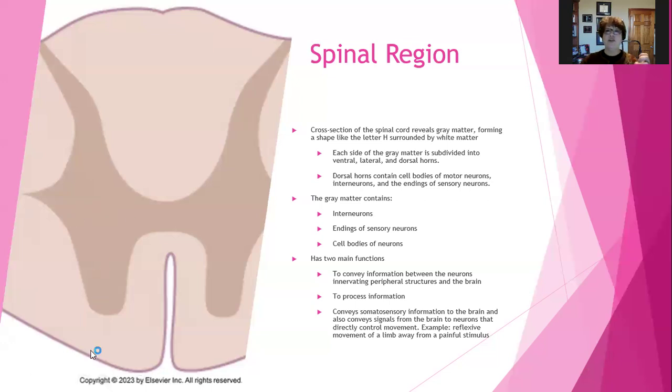The spinal region has two main functions, and that is to convey information between the neurons innervating the peripheral structures and the brain. To process information, there's a lot of processing that goes on in the spinal cord, and to convey somatosensory information to the brain, and from the brain to neurons that directly control movement. So lots of cool stuff going on in the spinal region.